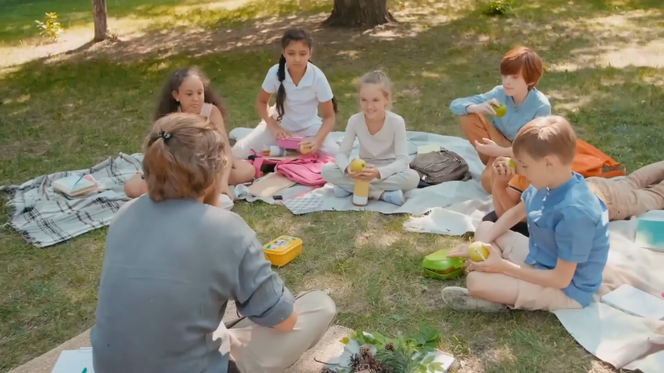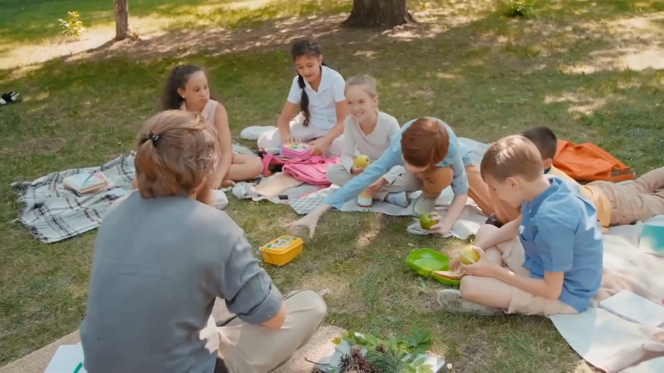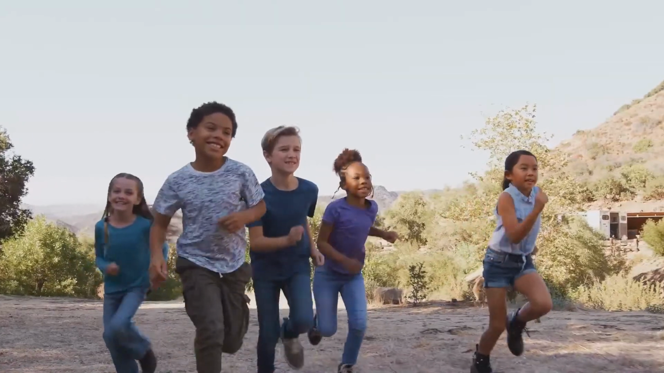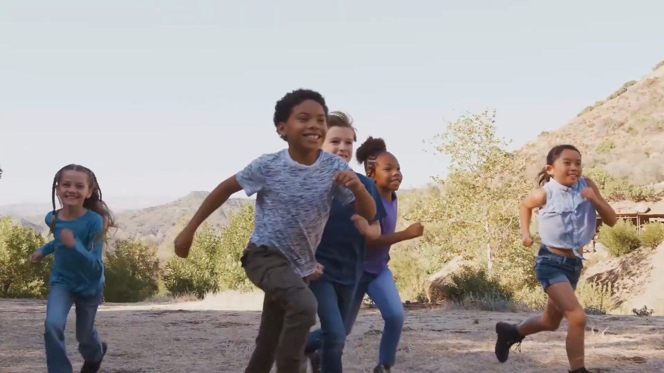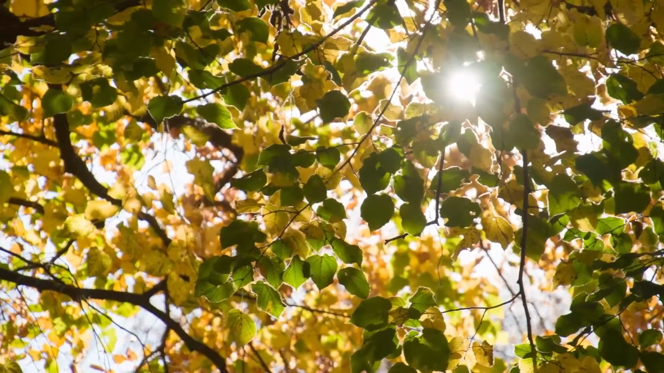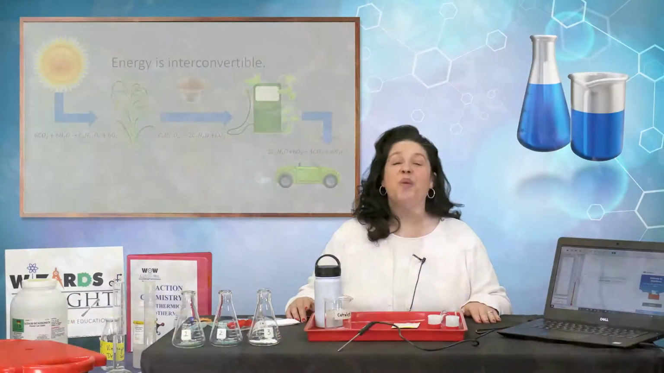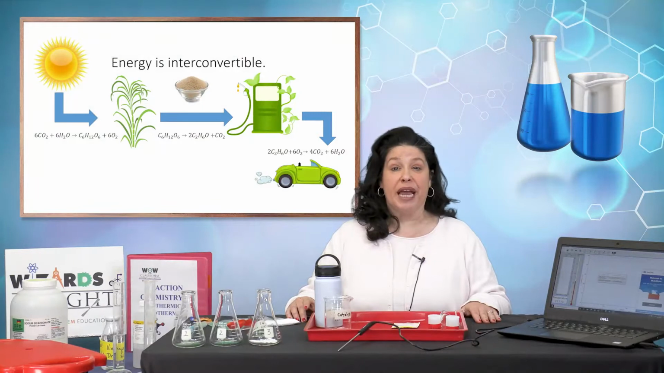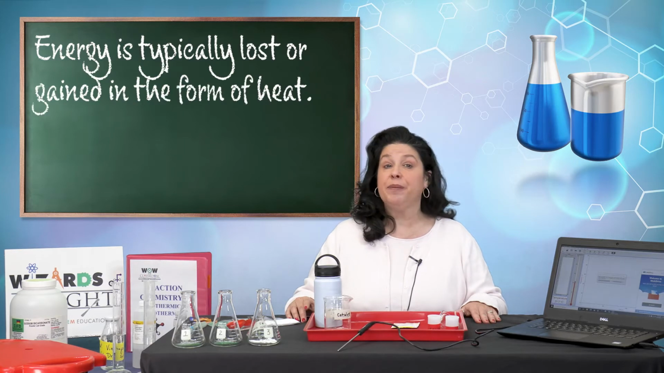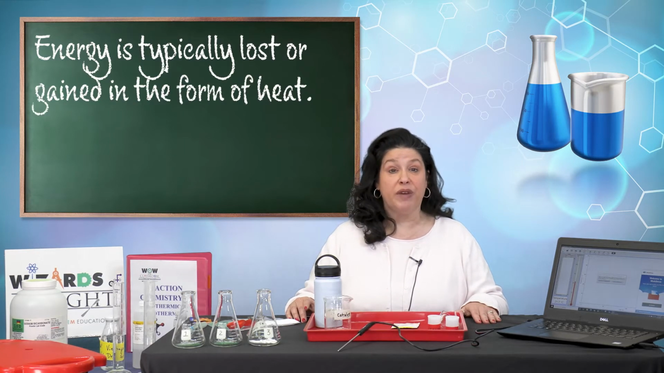When we eat food, we are gathering and storing chemical energy. We burn the calories in our food to keep warm, while it provides us the energy to run, jump, and play. Plants take energy from the sun through photosynthesis. We can then turn plants like sugarcane into ethanol fuel to drive a car. During these kinds of reactions, some energy is typically lost or gained in the form of heat.